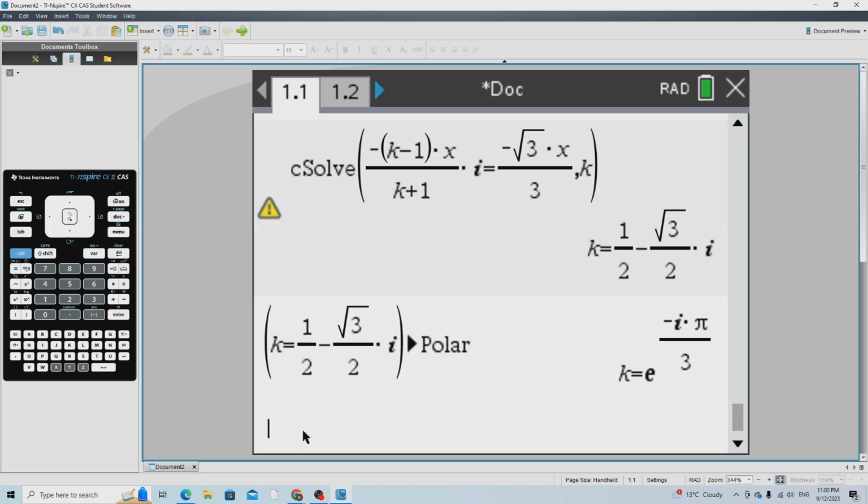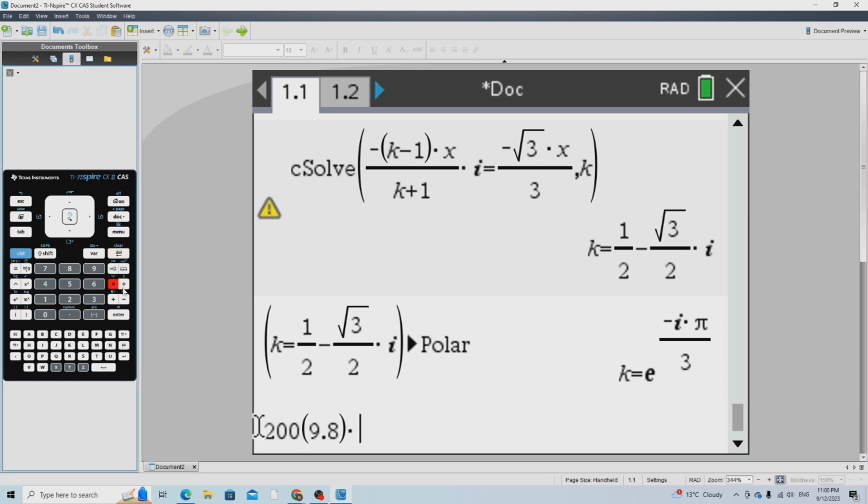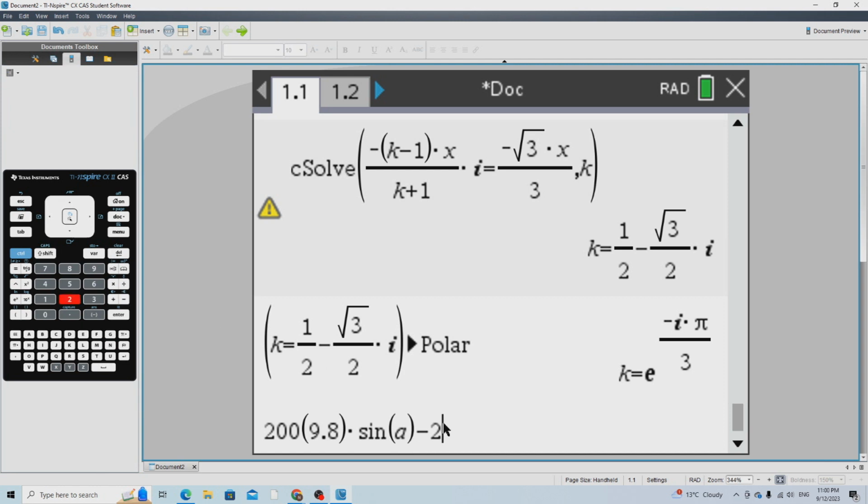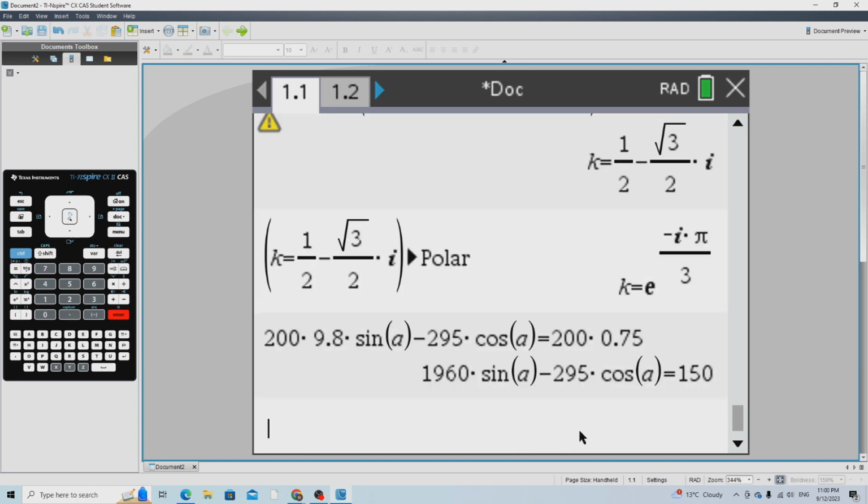So 200, 9.8, g is just 9.8, times sine alpha, which we call A, minus 295 cos A is equal to 200 times 0.75. And we just solve, answer comma A.